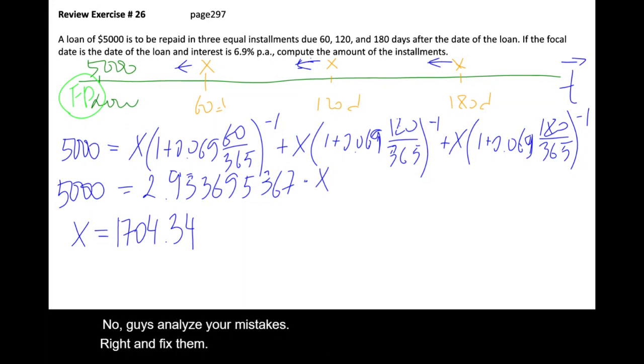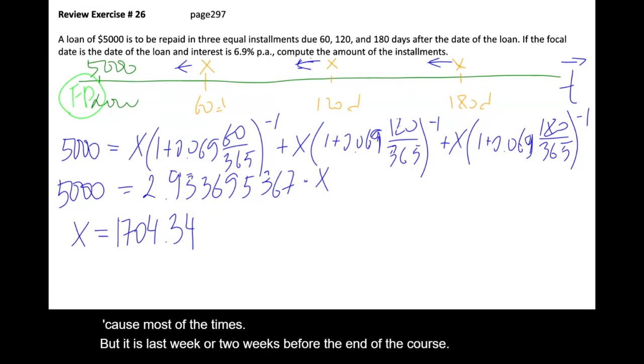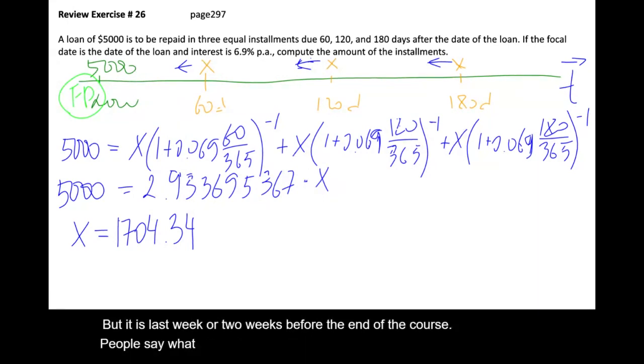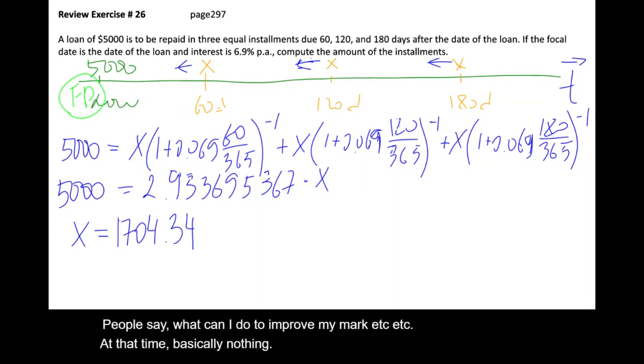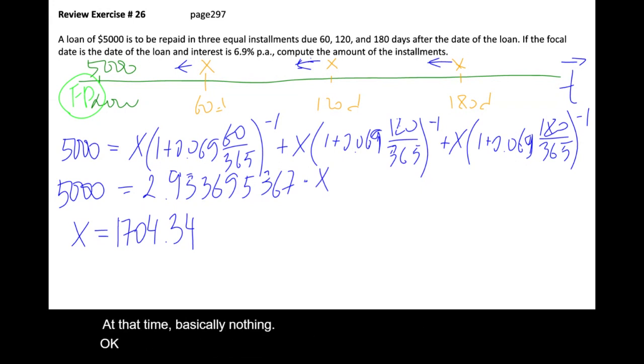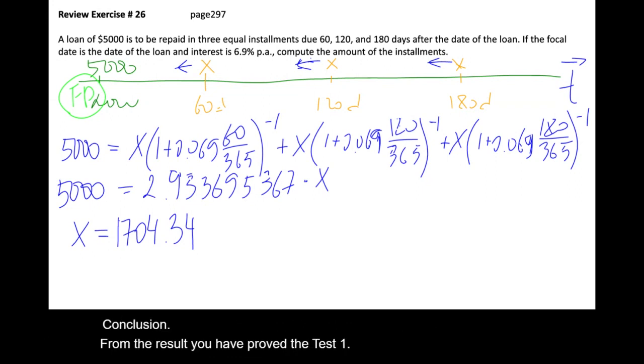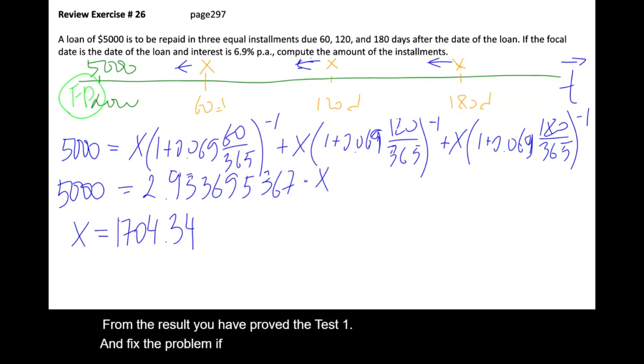because most of the times when it is the last week or 2 weeks before the end of the course, people say, what can I do to improve my mark, etc., etc. Well, at that time, basically nothing. Okay, so make a proper conclusion from the result you have from test 1, and fix the problem if you need to. If you have a problem, it has to be fixed.